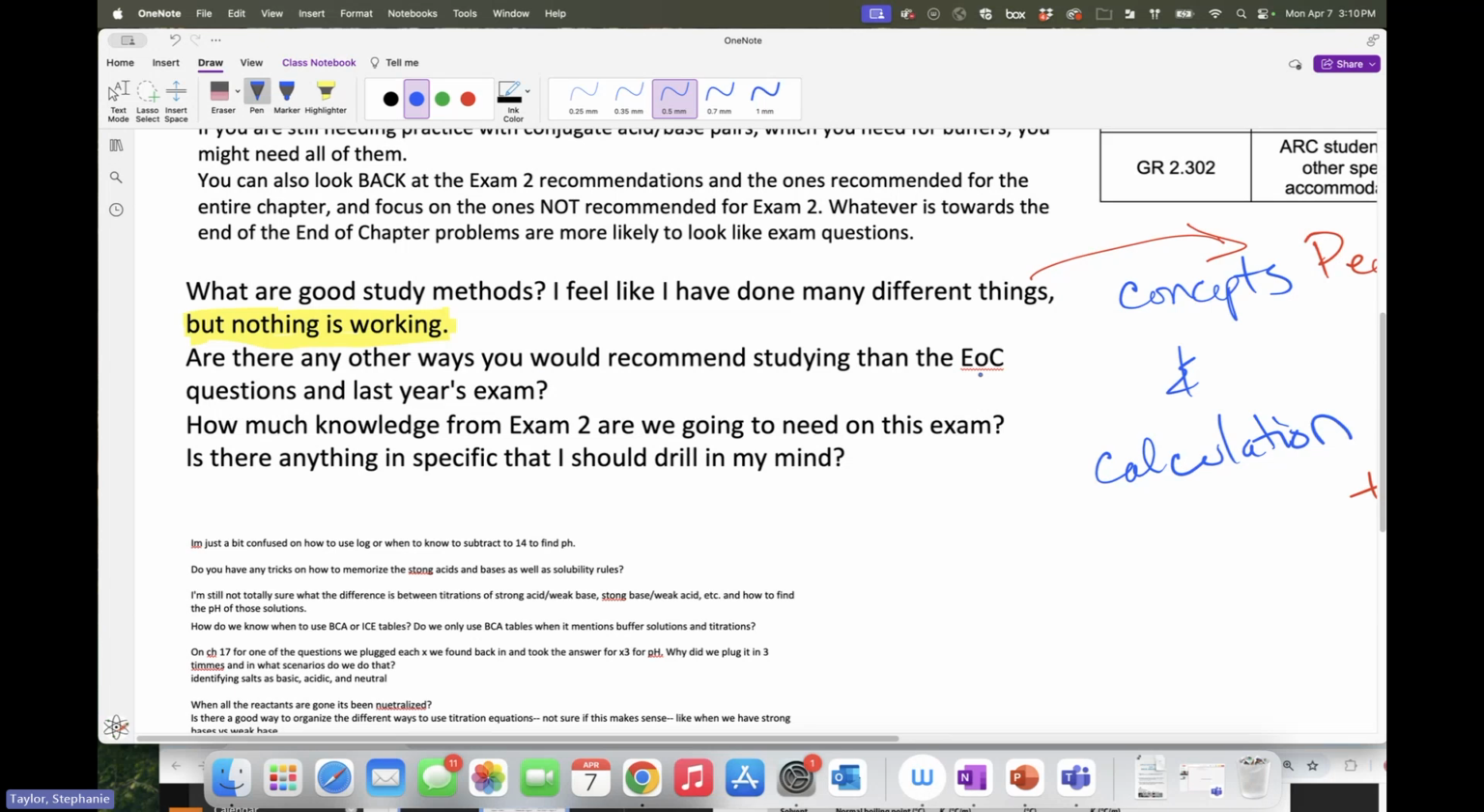Any other ways you recommend studying other than end of chapter questions and last year's exams? So I got two things. One, last year's exam I actually really like, especially this year, because one of the questions I got asked a couple times was, what are the questions going to look like? It seems like we've been doing titrations forever. Is that all that's on this exam? No, there's lots of stuff on this exam.